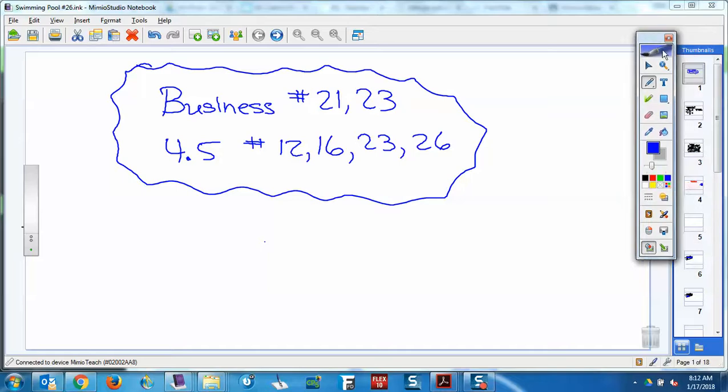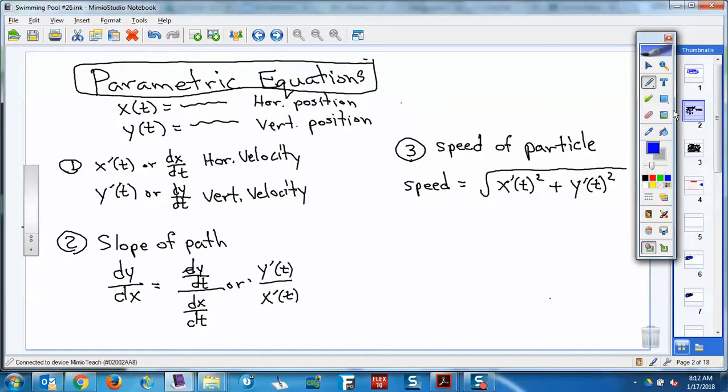All right, so let's take a look at maybe the business packet problems. Parametric equations will be on there. We did the Luke Skywalker problem. We'll be doing some more review of those tomorrow. I'll throw up a couple of examples, talk very specifically about what I want you to be able to do. I want you to be able to draw a graph, be able to trace on a parametric graph, be able to show the direction of travel, be able to find horizontal, vertical velocity, slope, speed.